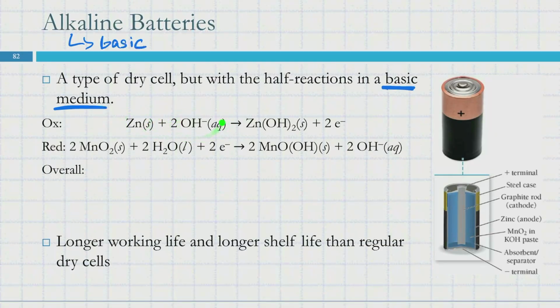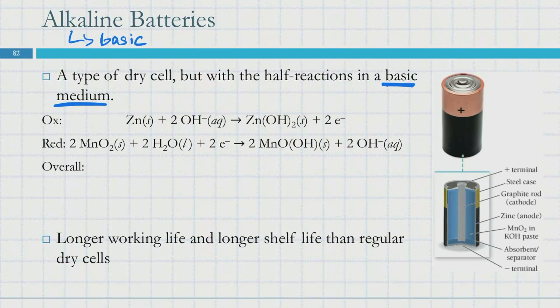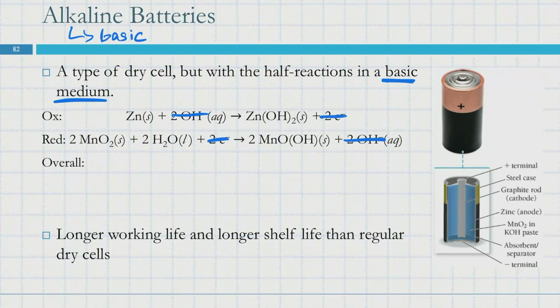So zinc metal, we still have our manganese oxide. We've got hydroxide, and we've got some slightly different products. It works pretty similarly. We've got our paste. We've got an anode on the outside, a cathode on the inside, and we've got some terminals. And we can cross stuff out. We can cross out our hydroxides and our electrons, and we can combine those. And these are apparently better than regular dry cell batteries, which is why we use them so much.